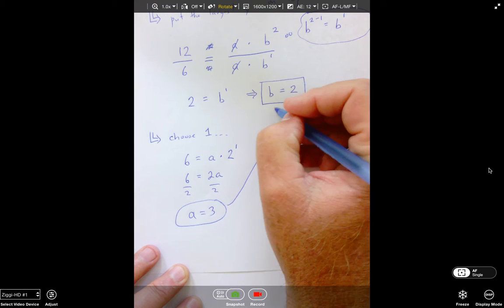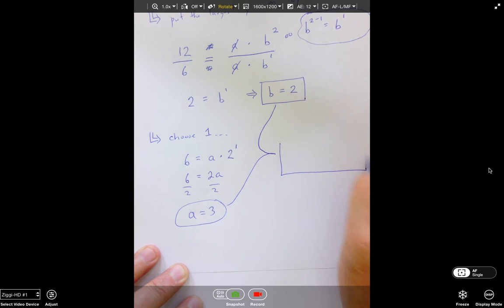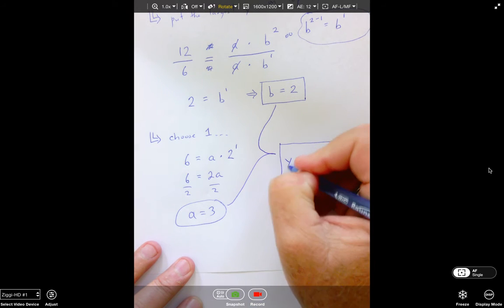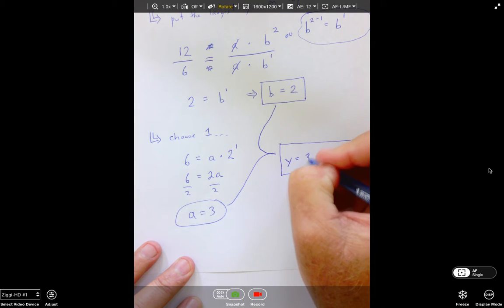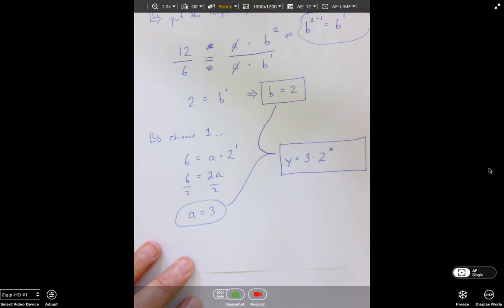Putting this and this together, I know that my function has to be y equals a times b raised to the x power.